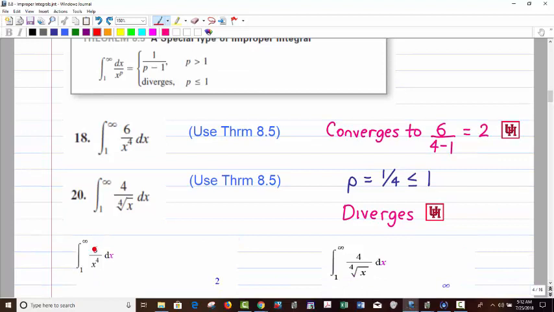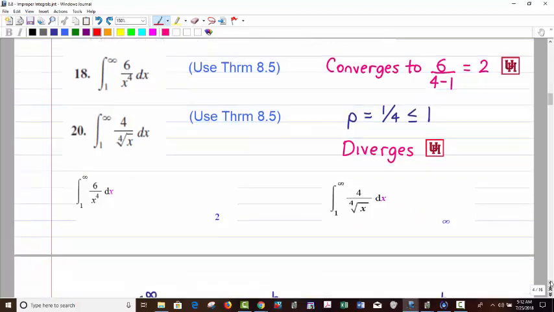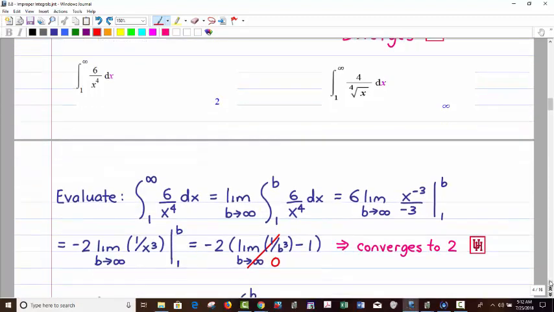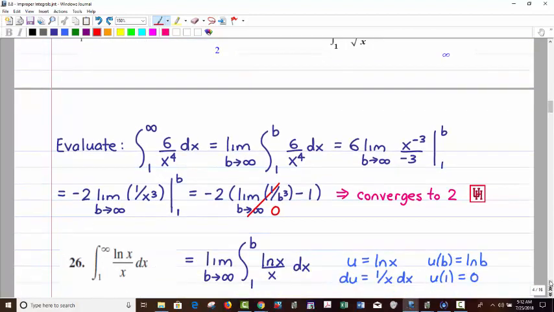And you can see I put that in Maple and got 2. And this one, the exponent is x to the 1/4. 1/4 is less than 1. So you have diverges. So automatically it diverges. And the fact that the Maple software spit out infinity just backs that up even more, that it diverges. Let's see how we work these out. Now here's the one, 6 over x to the 4th.